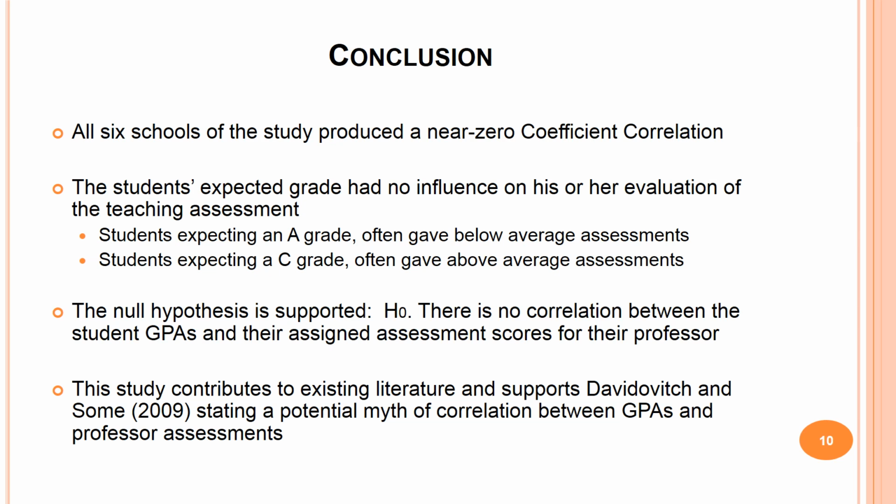Interpretation is that students expecting an A grade often gave below average assessments. Conversely, students expecting a C grade often gave above average assessments. In addition, in supporting the null hypothesis, a conclusion can also be drawn that the professor ratings and student scores do not reflect the assumed rigor applied to each course.